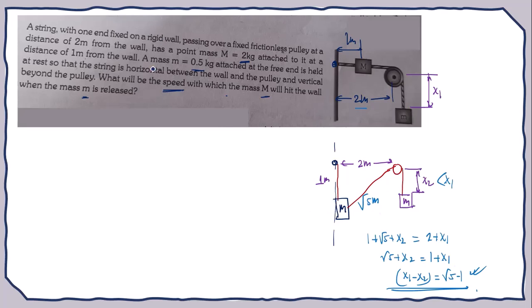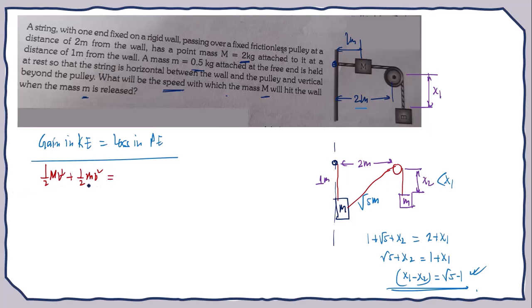So can I say that gain in kinetic energy should be equal to loss in potential energy? Because no other forces are existing over here, only the conservative forces are there. So I can use this equation. So what is the total gain in kinetic energy? That is equal to half capital M into V square plus half small m into V square. That is the gain in kinetic energy.